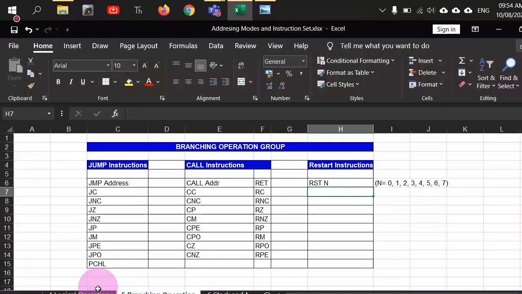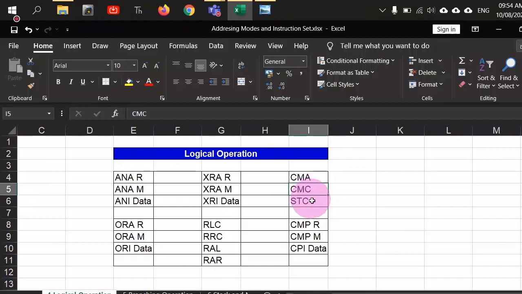Okay. Sorry, this is CMC, which is complement the carry flag. In some operations, you might forcibly want to complement the carry flag. So there is this CMC operation, and STC means set the carry flag. Your carry flag will be set to 1, whatever its value, be it 1 or 0. Setting something means making its value 1. Complement the carry flag means whatever the value of the carry flag, it will be flipped and stored. Set the carry flag means its value will be made 1 irrespective of whatever its value was earlier.